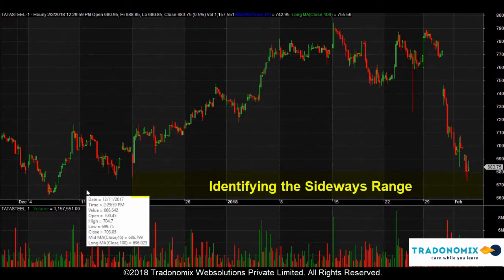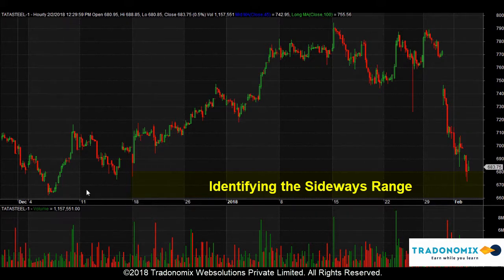This is an hourly chart of Tata Steel. Let's identify the sideways range. With our naked eyes, we can identify this is a sideways range. But how do we identify it with the price points? So let me start marking certain price points which are very prominent and distinctly show that they do not let the prices move above this level.